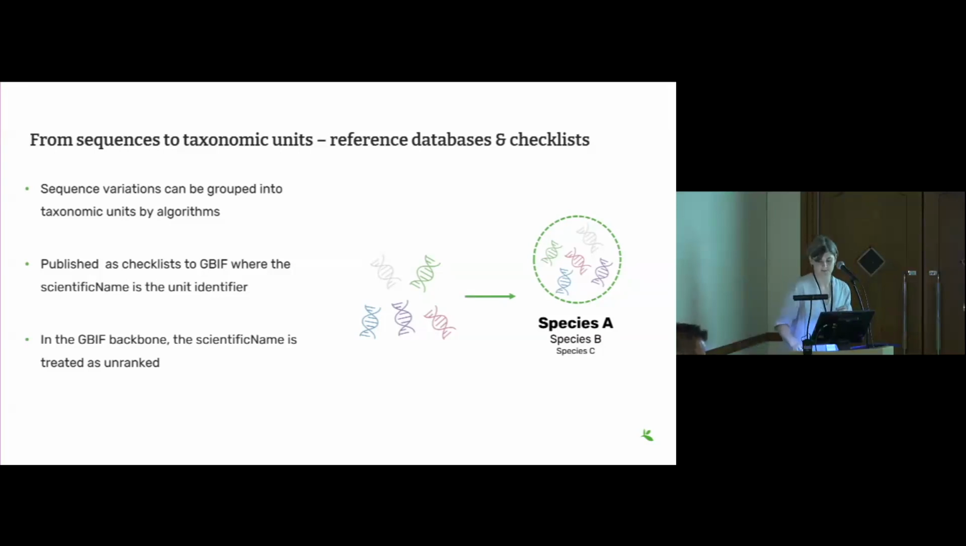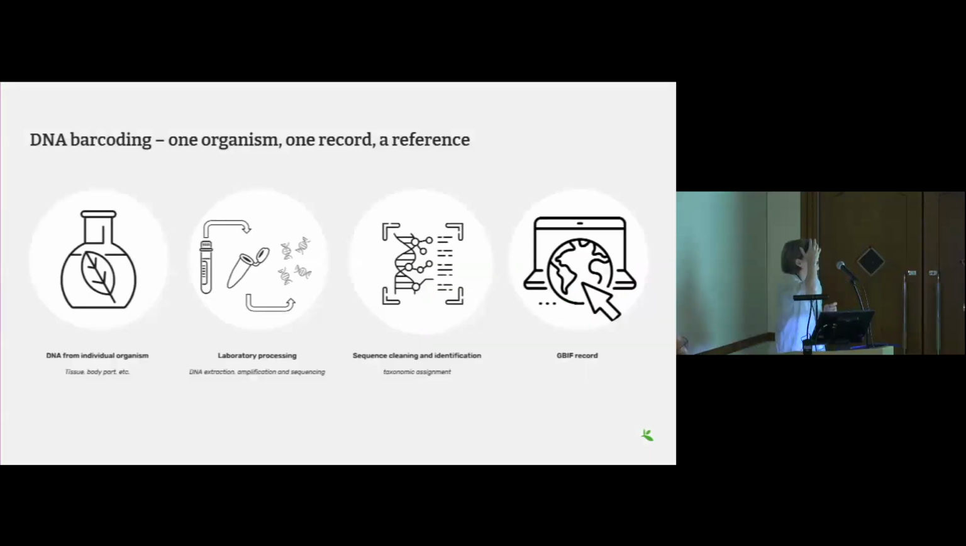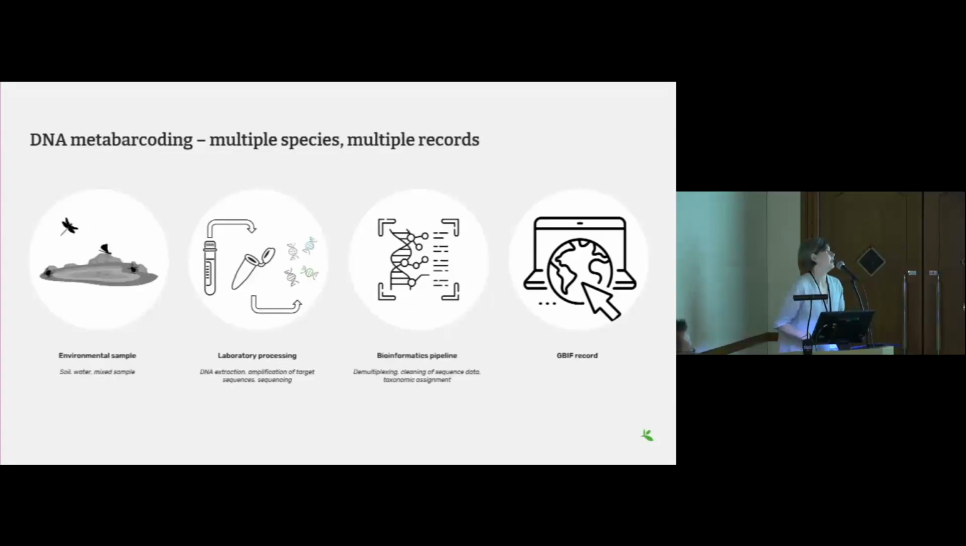The algorithms are constantly making new hypotheses on what these sequences represent, which name they represent. So in DNA barcoding, as I said, it's one organism, one record, one reference. You take DNA, you process it in the lab, you clean it, and then you have a record. I'm going to talk about this in a GBIF context. That's why I say GBIF record, but it could be anywhere. In metabarcoding, where you have an environmental sample, you have multiple species coming from one sample. The bioinformatics pipeline, the data cleaning part, is a bit more complex. I should also say you have shorter reads.